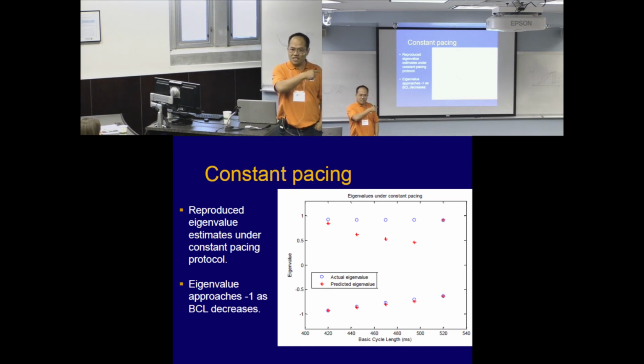In this numerical example, it's a single cell, right? It's the Shiferaw-Fox model. That's a 16 ordinary differential equation model that describes the single cell behavior. It's only the ionic model.